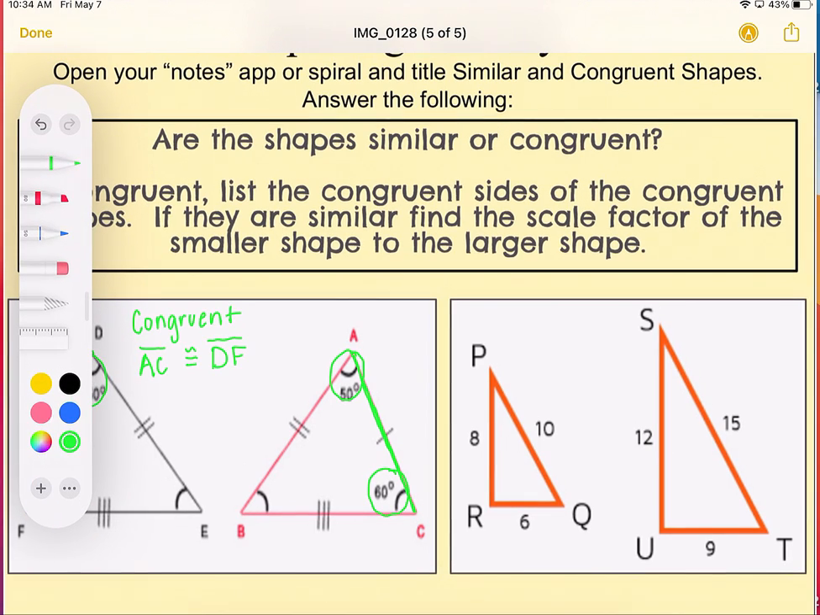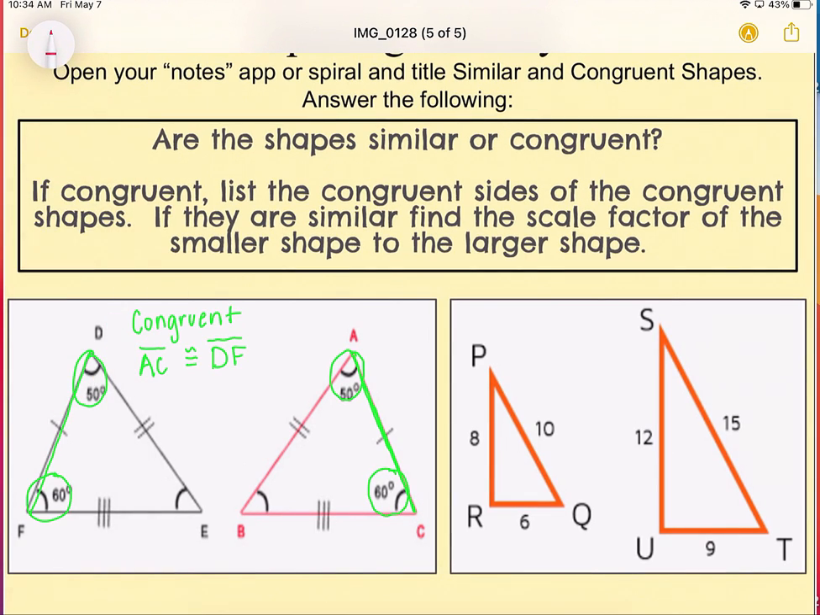Then I'm also looking for our other set of congruent sides. So I'm going to do AB. Again, side AB is congruent to side, and I'm looking over here, again, we started with our 50-degree angle, so I'm starting with D, and it goes down to our unmarked angle, E, so DE, our congruent sides.